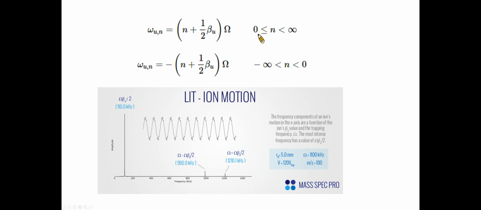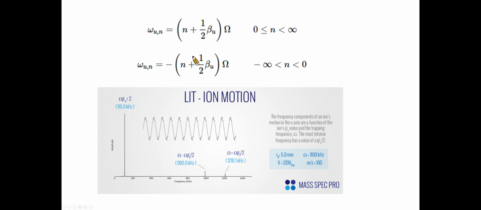Since the integer n can range from 0 to infinity, there are a large number of secular frequencies in any given ion's motion. However, generally speaking, the relative strength of each secular frequency drops very quickly from n equals 0 to 1, 2, etc. The fundamental frequency is the strongest component of a given ion's motion. The term secular frequency is typically used to describe this frequency alone.